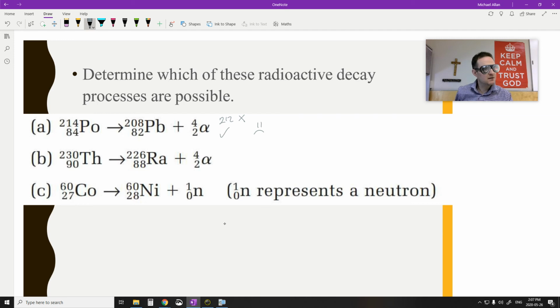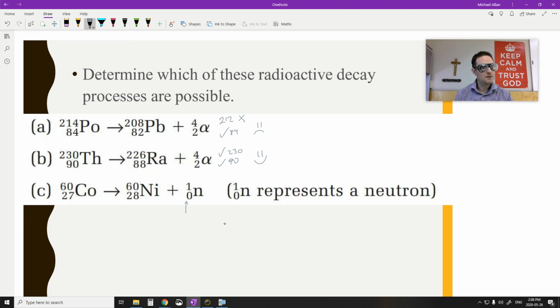Let's look at the next one here. 88 plus 2 adds up to 90. Okay, so that works out nicely for us. The top number, 226 plus 4 is 230. So that one works. Cool. And the bottom one, okay, if you ever see this neutron, you notice that the bottom number is 0. Remember, the bottom number represents proton count. A neutron is not a proton, so it makes sense the bottom number is 0. The top number is the nucleon count. There's only 1. So you have no protons, but you have 1 nucleon, so that must be a neutron. Right? So 1, 0 just represents a neutron.